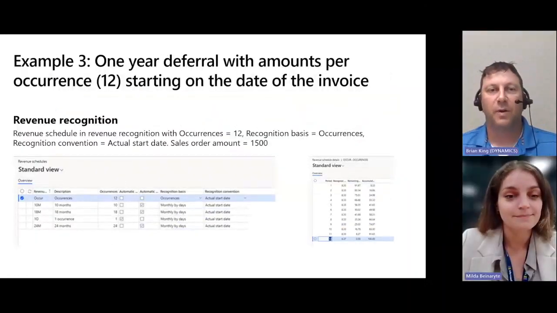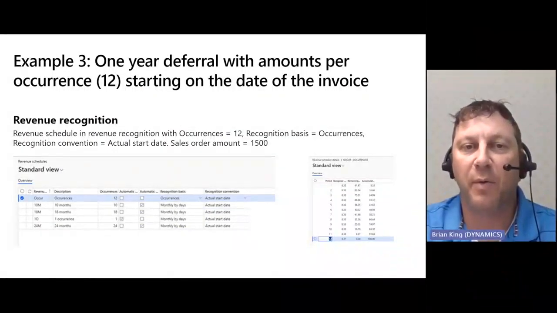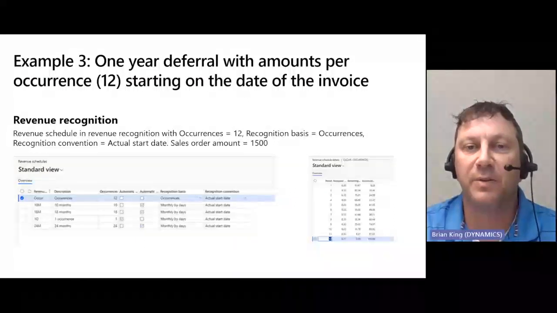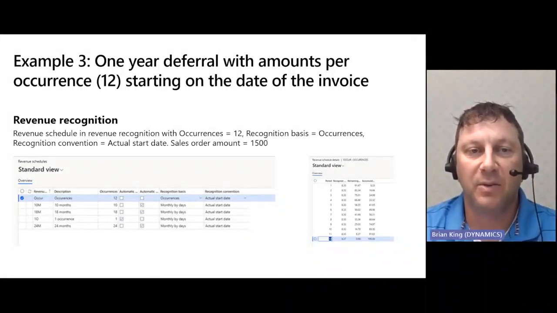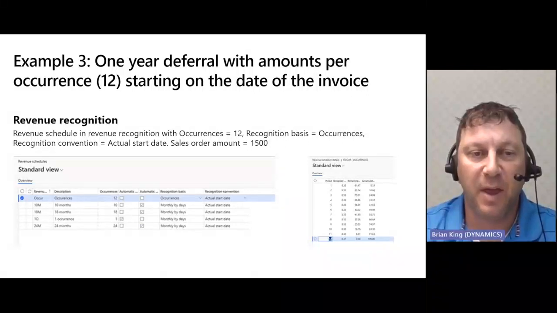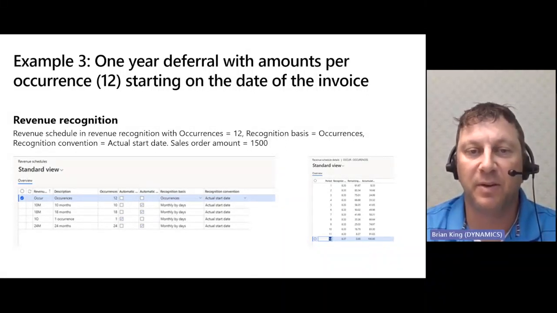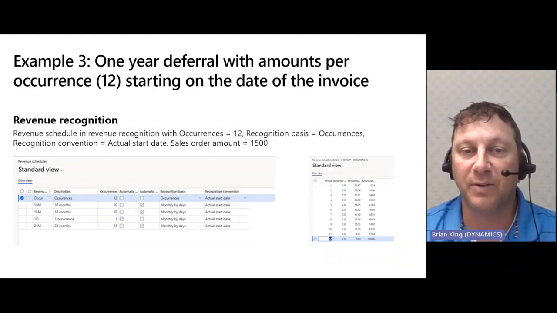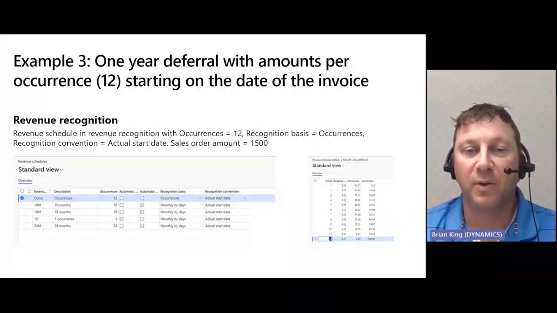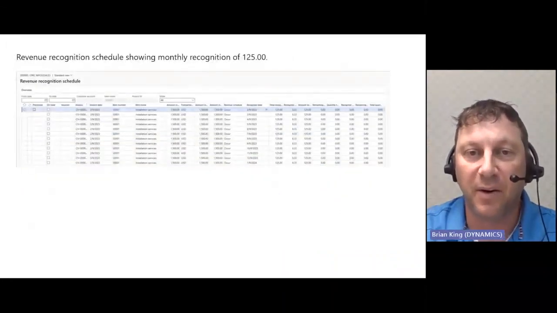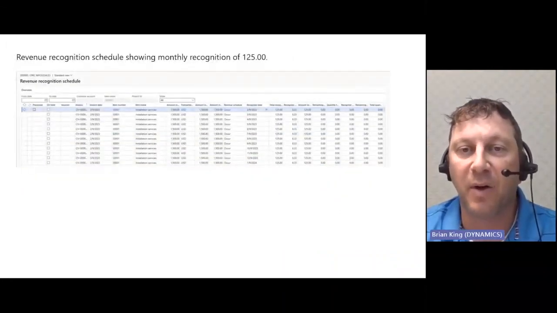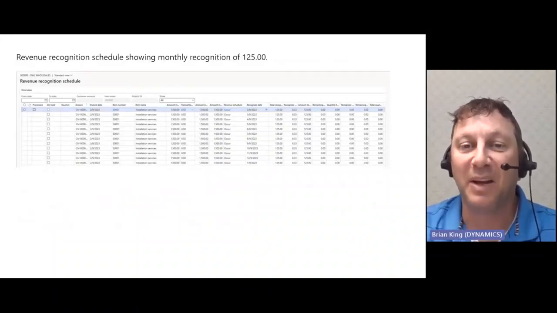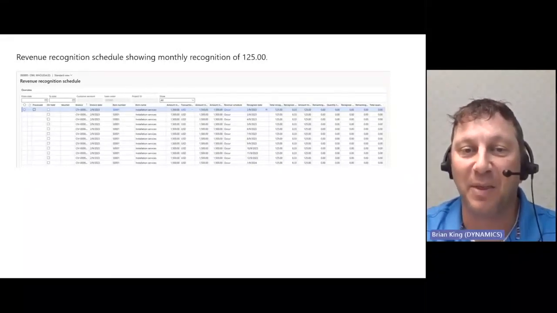Thanks, Milda. For our third example, we'll look at a scenario where we have a 1-year deferral with amounts per occurrence starting on the invoice date. From the revenue recognition standpoint, we'd set this up with a recognition basis of occurrences, with those occurrences being 12, and our convention would be actual start date. In this case, we'll start with our same sales order of $1,500. If you look at the revenue schedule that gets produced from this setup, we'll end up with what we see here, which is a recognition amount of $125 per month as we go through the schedule.